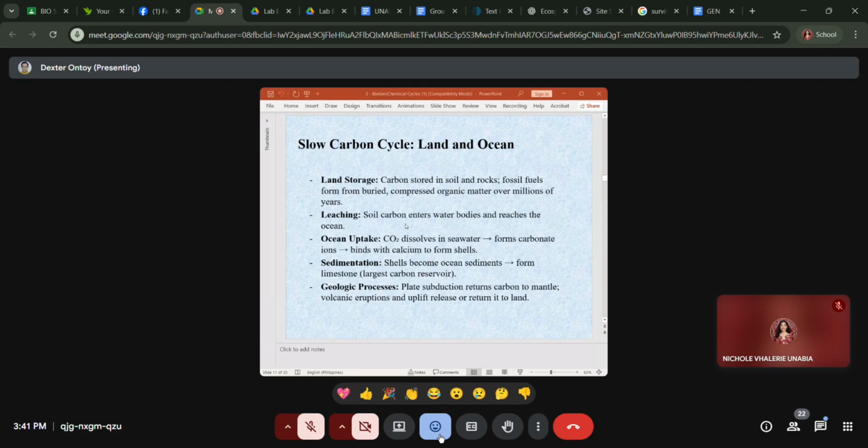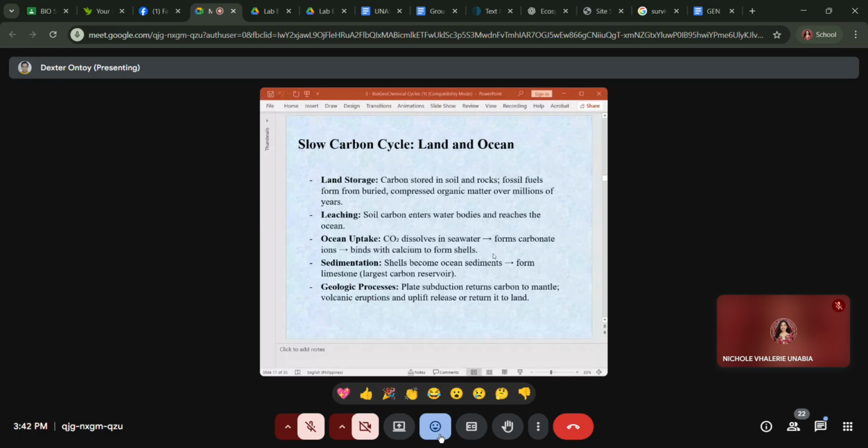And as mentioned as well, prior to leaching, there is the process of weathering of terrestrial rocks and minerals that release carbon into the soil. Then we also have ocean uptake. CO2 dissolves in seawater and forms carbonate ions and binds with calcium to form the shells that we actually see, those in the clams and even the corals, their exoskeleton, calcium carbonate, okay?